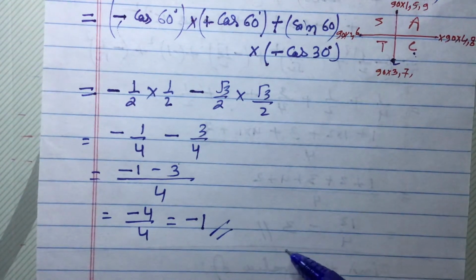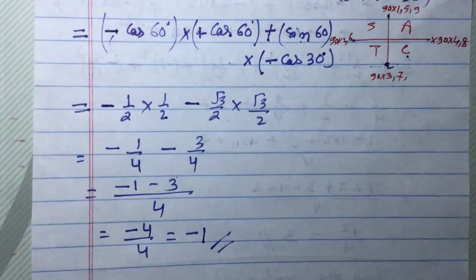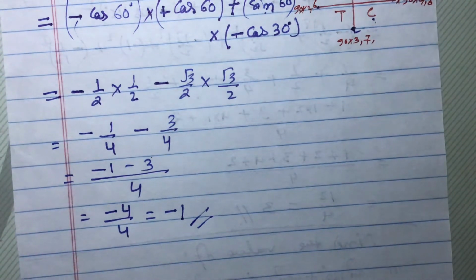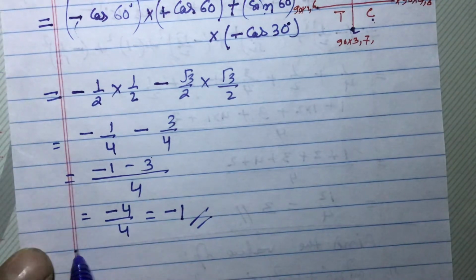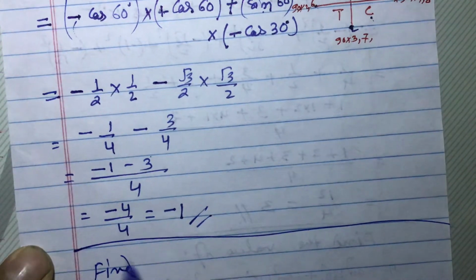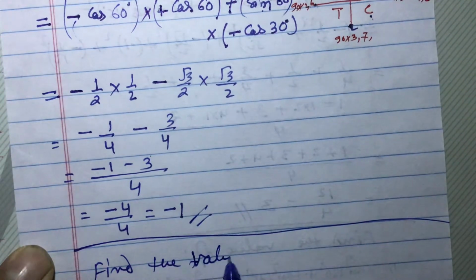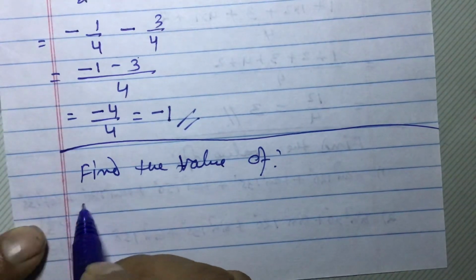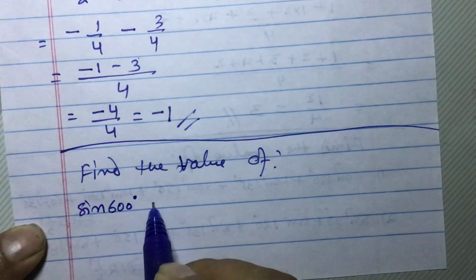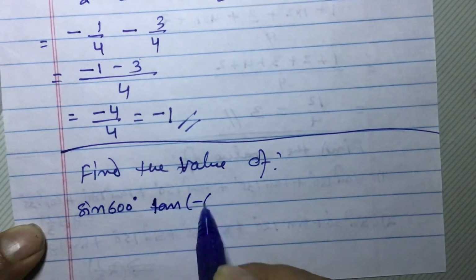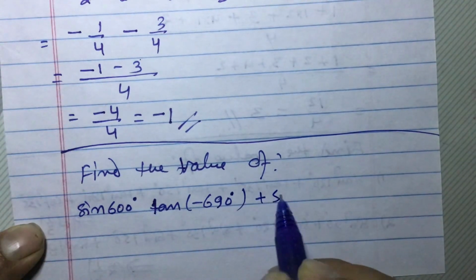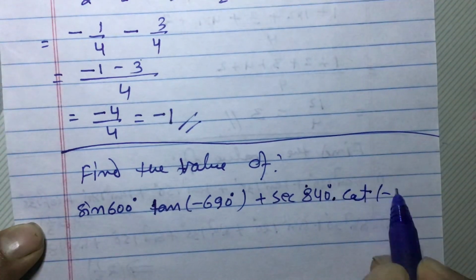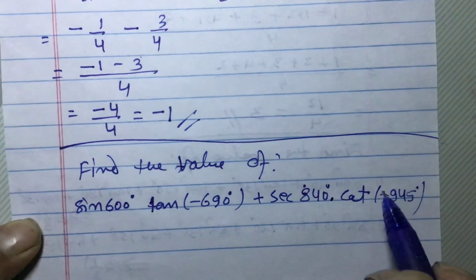Now I will give you some more questions for your benefit. You can do these questions and then get more benefit. The questions are like this. I will write the sine. Find the value of: sine 600 degree times tan minus 690 degree plus sec 840 degree times cot minus 945 degree. This one value you need to find out.